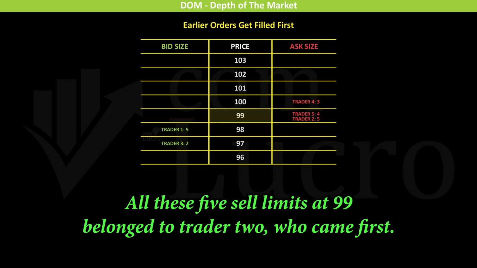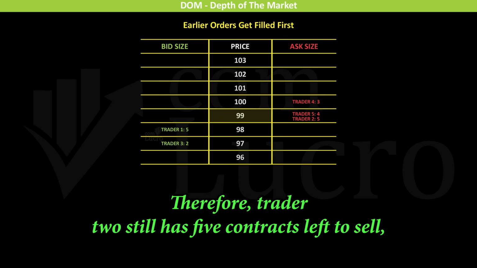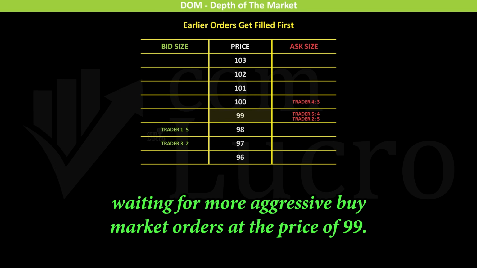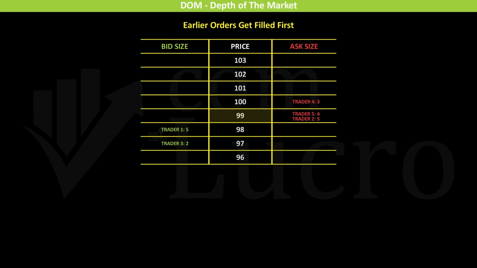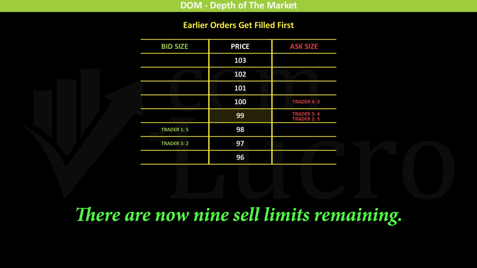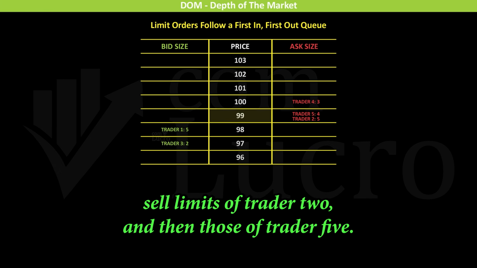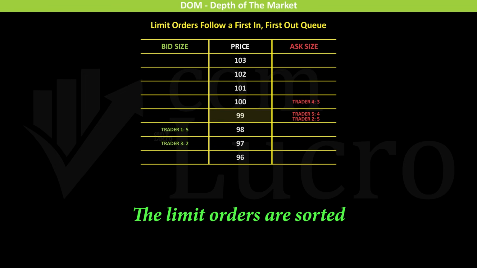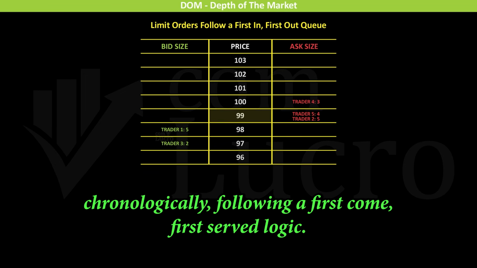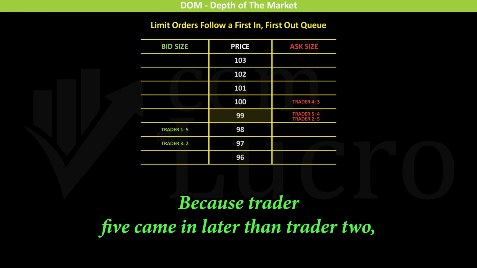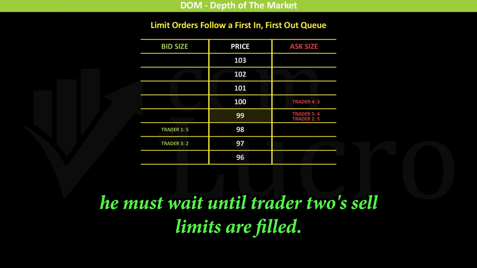All these 5 sell limits at 99 belonged to Trader 2, who came first. Therefore, Trader 2 still has 5 contracts left to sell, waiting for more aggressive buy market orders at the price of 99. There are now 9 sell limits remaining. These will be filled in the following order. First, all the remaining sell limits of Trader 2, and then those of Trader 5. It's like a queue. The limit orders are sorted chronologically, following a first-come, first-served logic. Because Trader 5 came in later than Trader 2, he must wait until Trader 2's sell limits are filled.